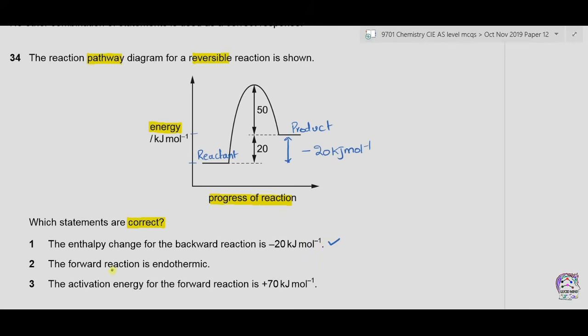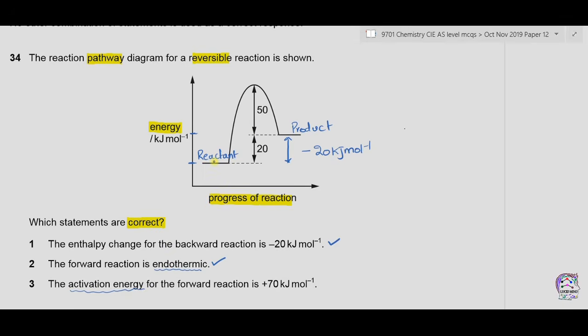In option 2, the forward reaction is endothermic. Endothermic means that the energy is being absorbed. As we can see that the energy of reactant is lower than the energy of product, so it means that reactants have absorbed energy in this chemical reaction, so therefore the energy of product is higher, so therefore this is correct. Third option, the activation energy for the forward reaction is plus 70 kilojoules per mole.